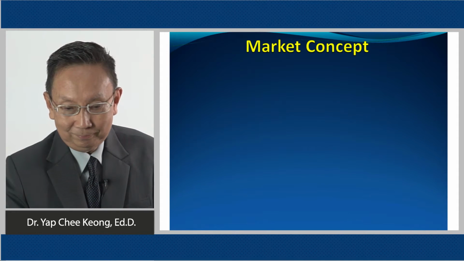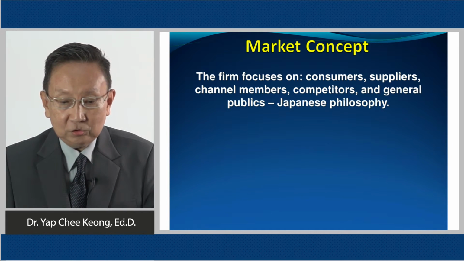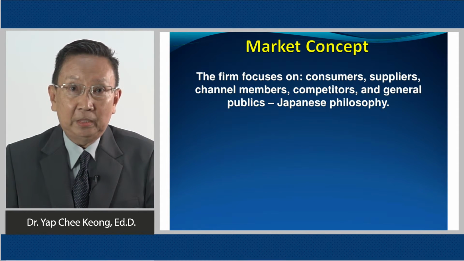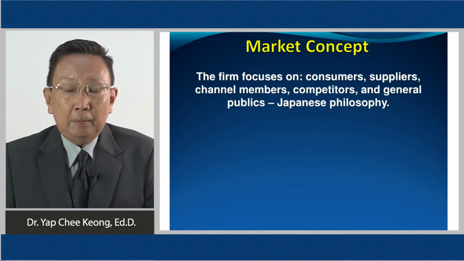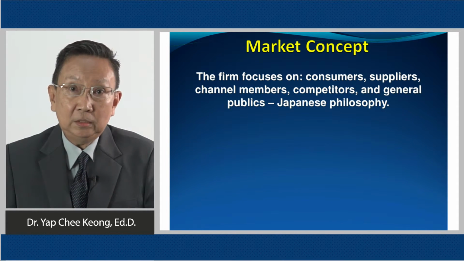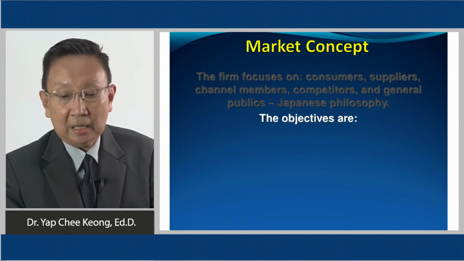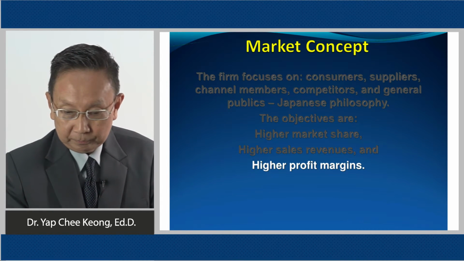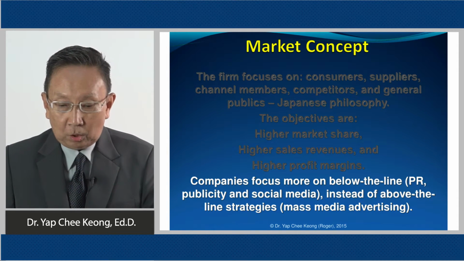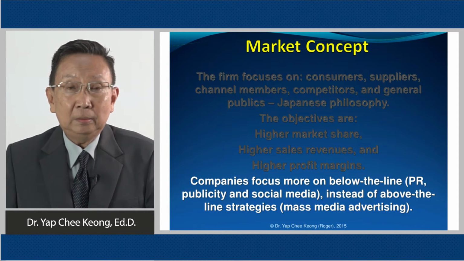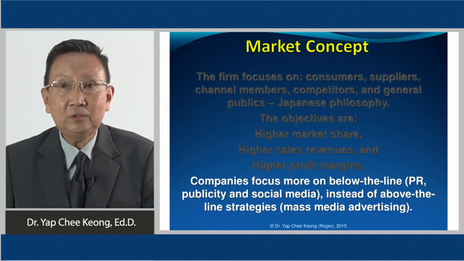The market concept, the firm focuses on the consumers, suppliers, channel members, competitors, and the general public. This is basically a Japanese philosophy, because the Japanese believe that all these important stakeholders play a role in the success of a company and its products. The objectives are higher market share, higher sales revenue, and higher profit margin. And therefore, companies focus more on below the line, public relations, publicity, and social media, where the budget is much lesser as compared to above the line strategies that involve mass media advertising.